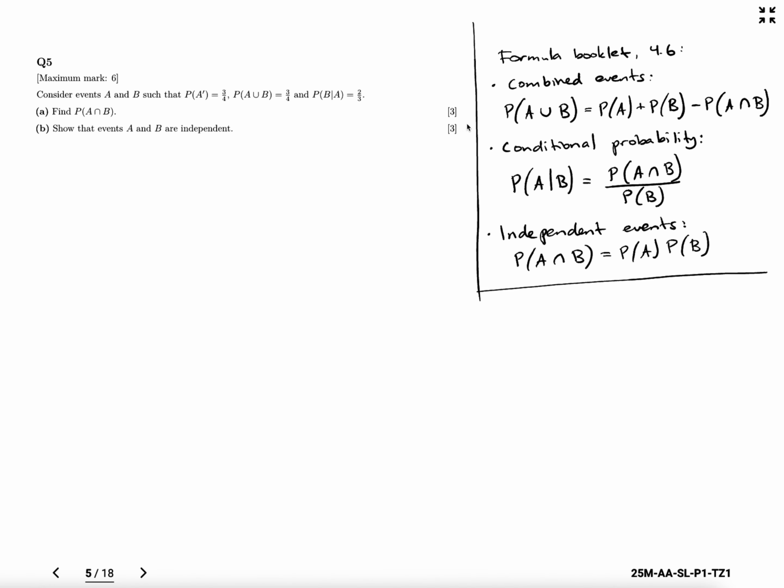And I copied some formulas from the formula booklet. In 4.6, there was combined events, which is this formula, conditional probability, which is this formula, and independent events, which is this.